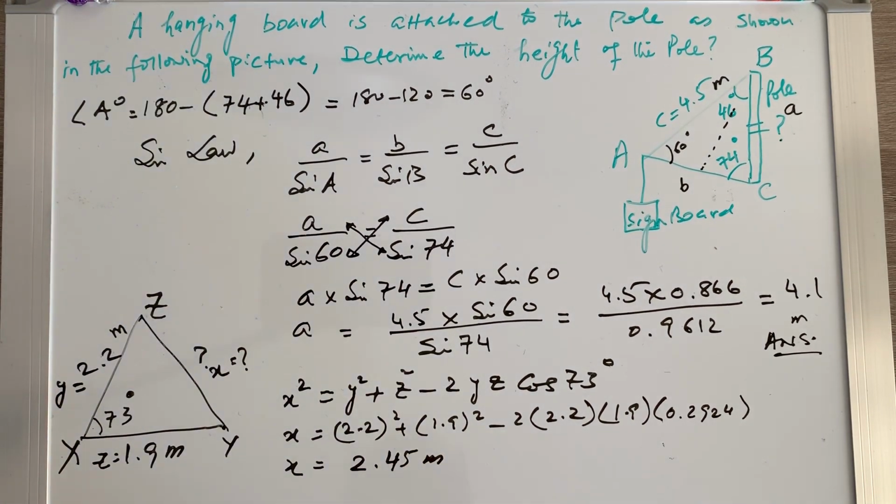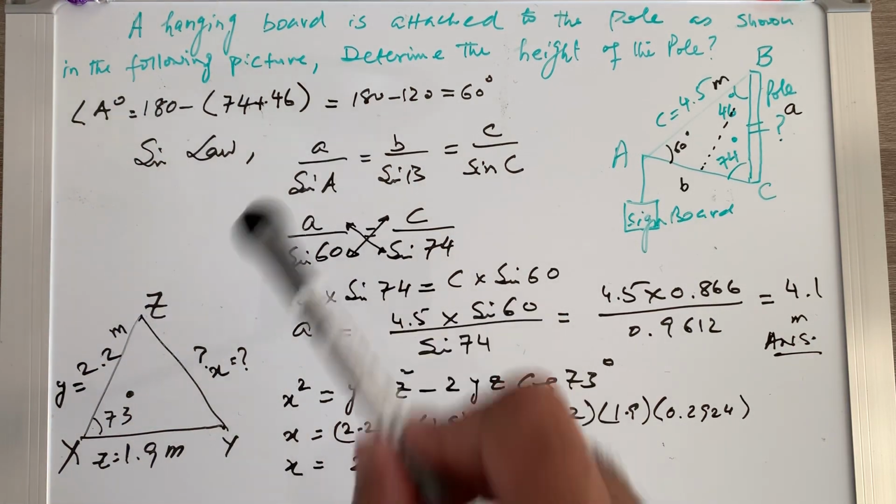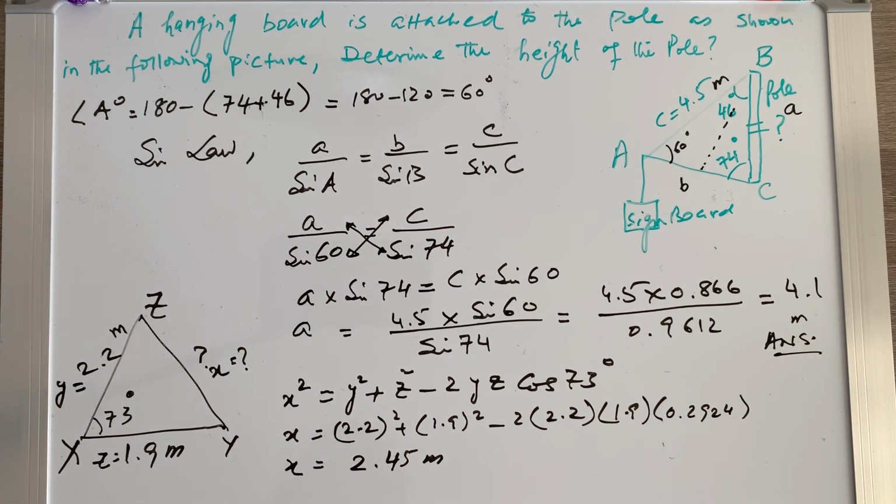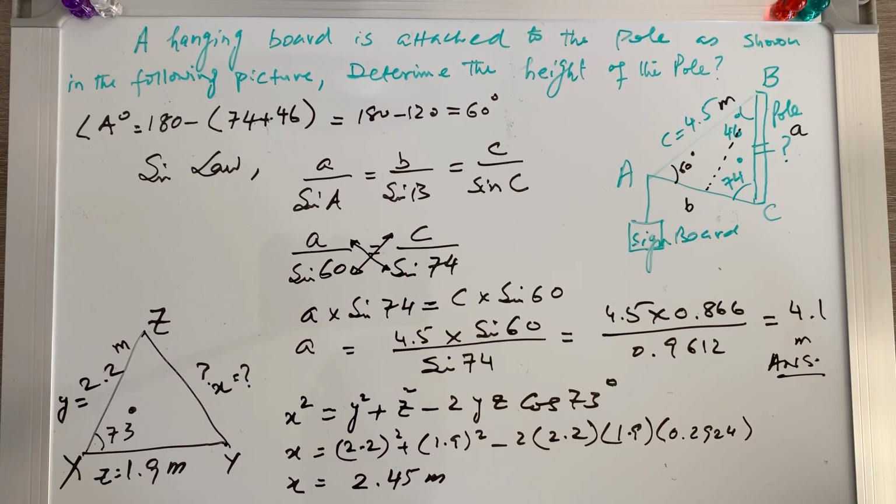So in a non-right angle triangle, we learned that we can use sine law or cosine law. Sine law is a over sine A, where small a is the dimension of the side length and capital A is the angle. So you have to remember these two laws, sine law and cosine law, to solve a non-right angle triangle or any word problem given in this format.